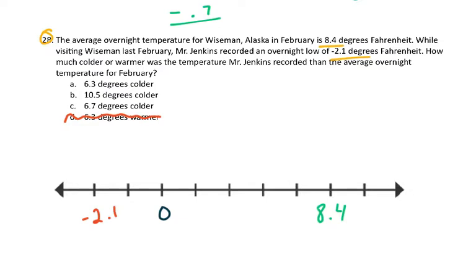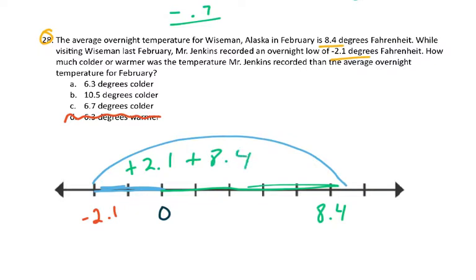So I'm going to look at this on a number line. The distance between negative 2.1 and 8.4, we'll start by just getting to 0. So to get from negative 2.1 to 0, you have to add 2.1. And to get up to 8.4, you need to add 8.4. So when I add those two numbers together, I should get 10.5. So it would be 10.5 degrees colder.